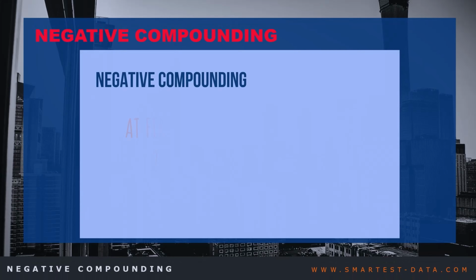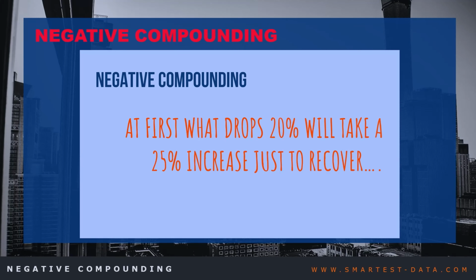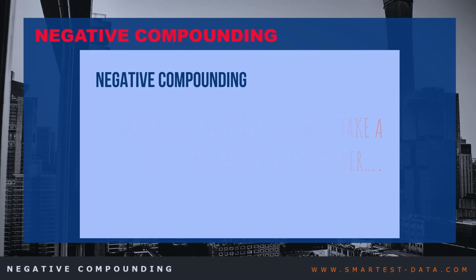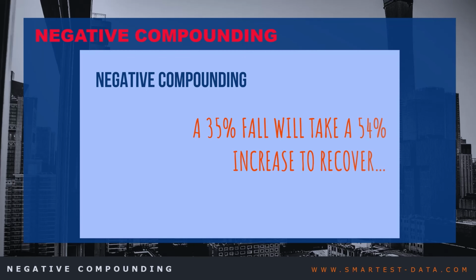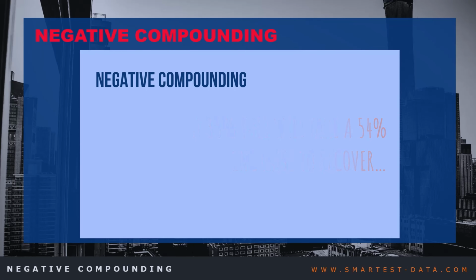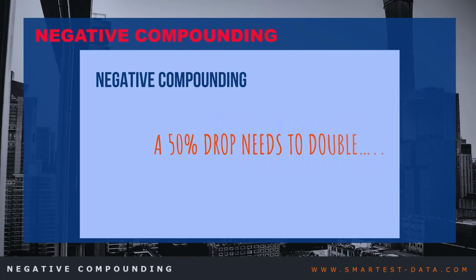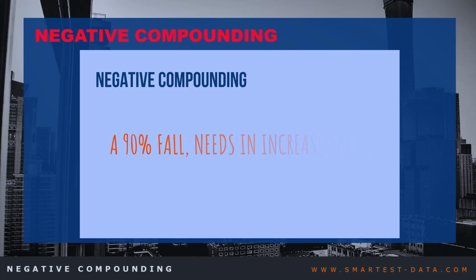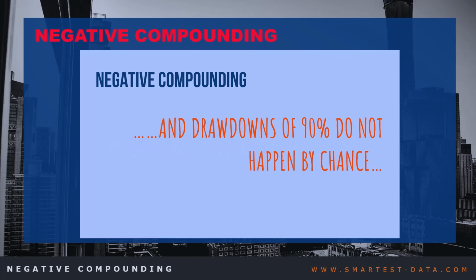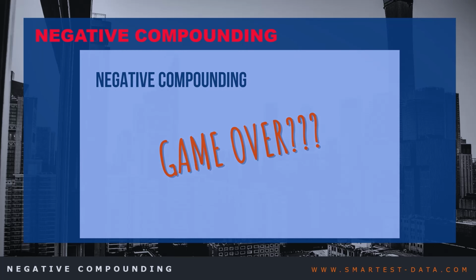So let's take a quick look at the cruel world of negative compounding. At first, what drops 20% will take a 25% increase just to recover. A 35% fall will take a 54% increase to recover. A 50% drop needs to double. A 90% fall needs to increase 10 times. And a 90% drawdown does not happen by chance. It is probably game over.